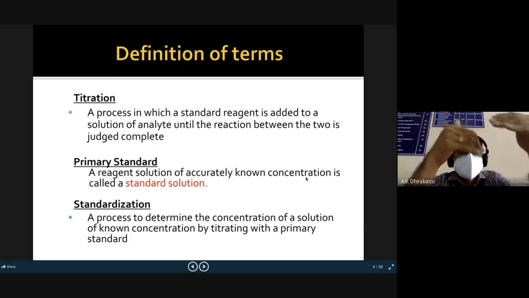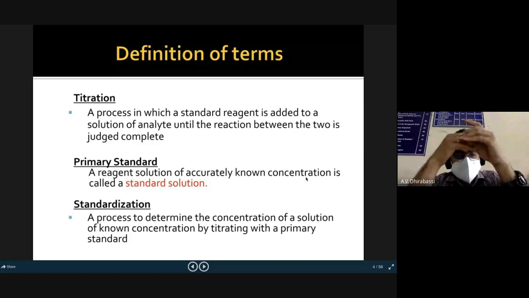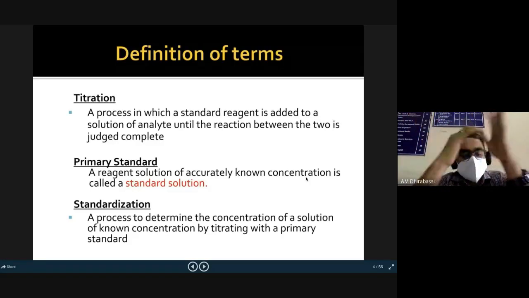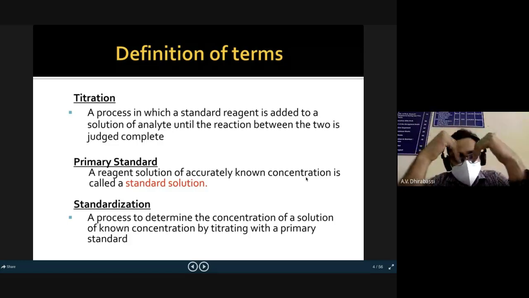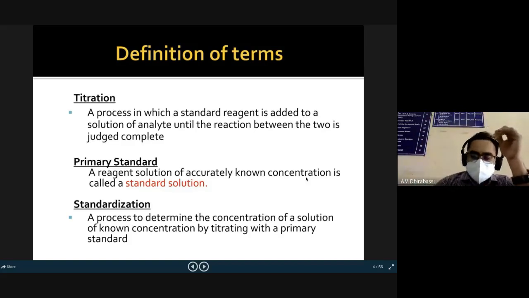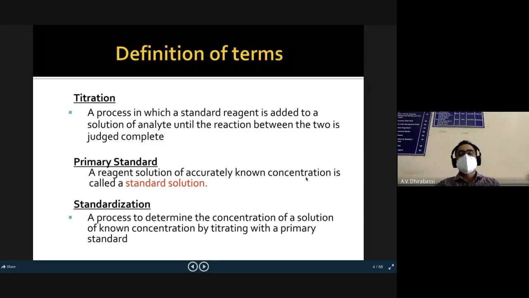Standardization means that if you have prepared one compound at 0.1 normal, say a NaOH or HCl solution, you have to check whether it has been prepared accurately. Is it 0.098, or 0.11? It should not be. If you are preparing 0.1, at that time you have to standardize that solution by using a primary standard. Primary standard means one compound of exactly known concentration is given to you, you titrate with it, and after that you can standardize the solution you prepared. Do you understand?